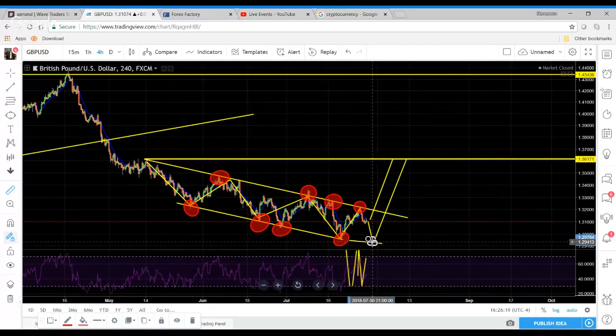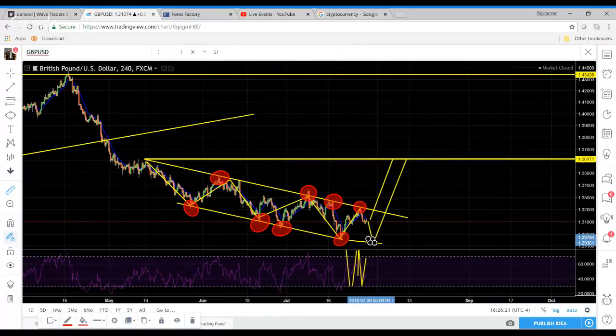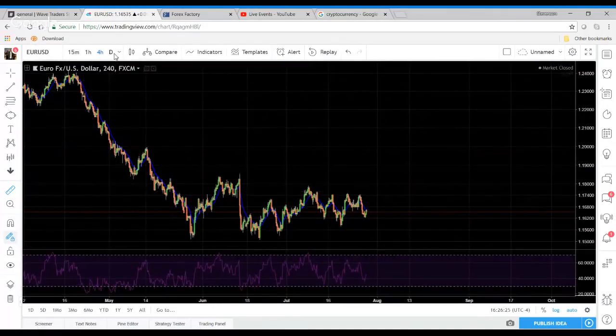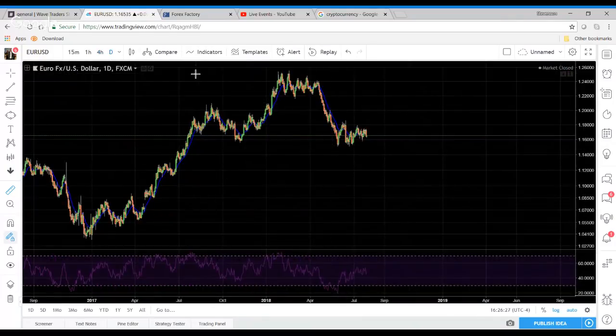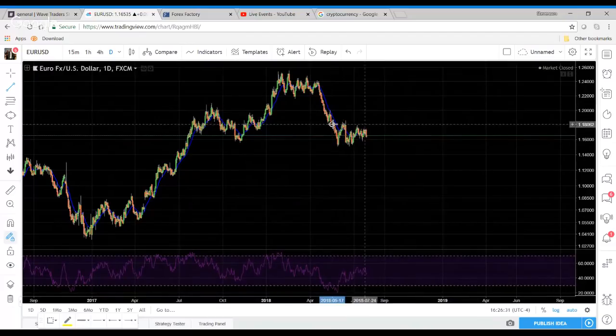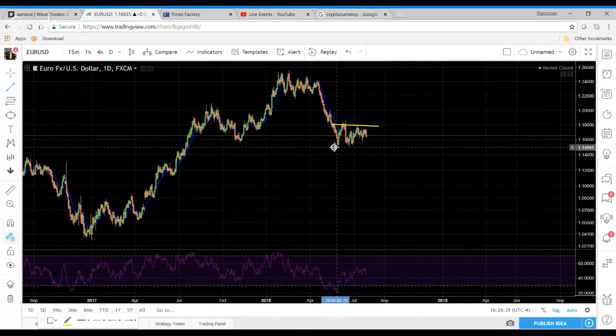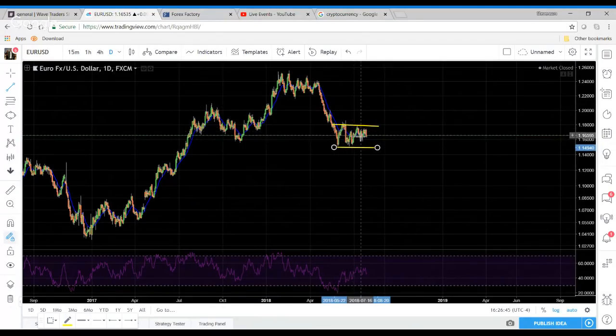All right. Let me show you another example. Euro USD. Now, Euro USD. You notice, and this is a prime example right here. Prime example. See? Like I said, the market has been in a big consolidation. Like price, especially a lot of the Euro pairs, big consolidation.